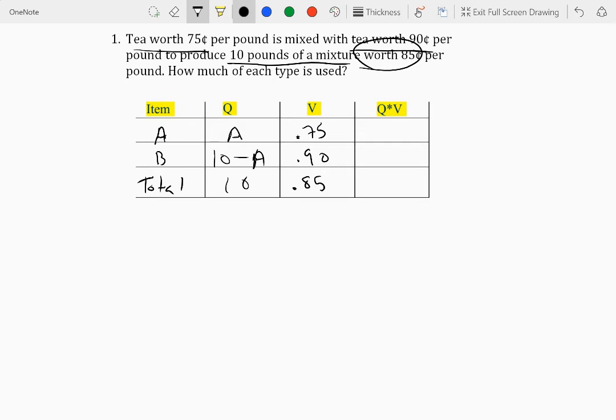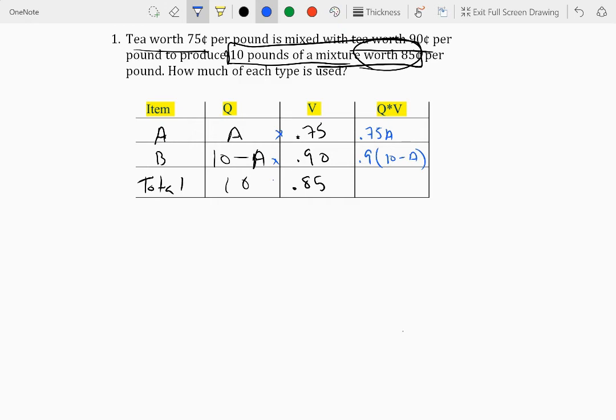Okay, so that means it can kind of let you know that we're finally using that box. We're using that box because we have this combination right here. We have 10 pounds of mixture worth something. Okay, and then to find this last column here, we just multiply straight across. So I have 0.75 times A is 0.75A. Multiplying straight across again, I have 9/10 times 10 minus A.